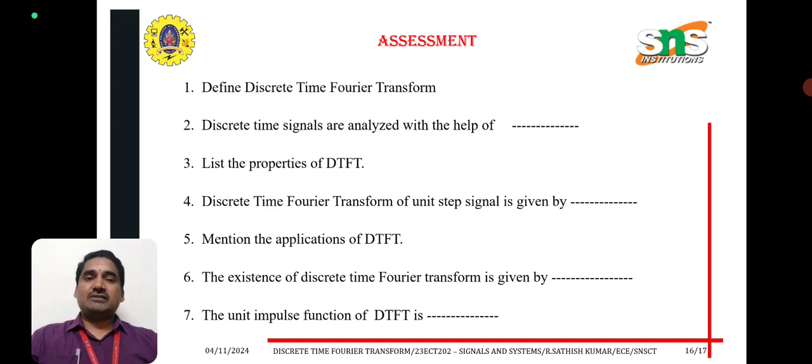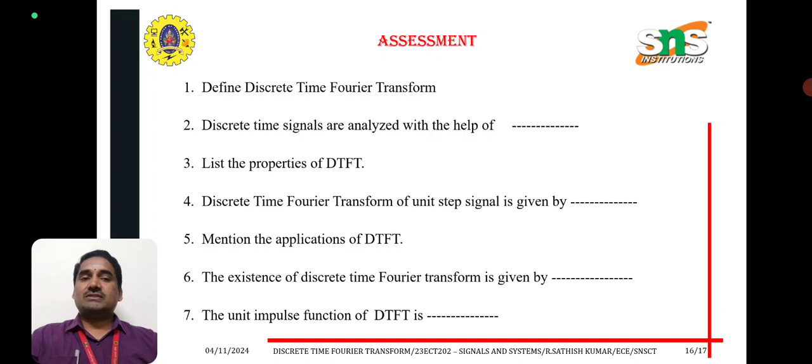List the properties of DTFT. It consists of linearity property, frequency shifting, time shifting, convolution property, multiplication property and Parseval's relation. Discrete time Fourier transform of unit step signal is given by X of omega is equal to 1 divided by 1 minus e power minus j omega.